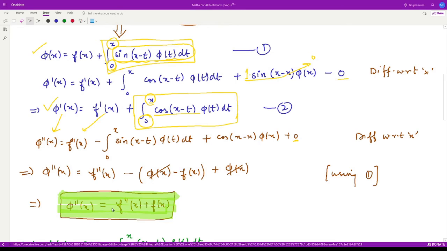Phi double dash x is equal to f double dash x plus f of x. So mark this as double star, right? So this is the given integral equation which we have converted into the ordinary differential equation. So now look at our options.